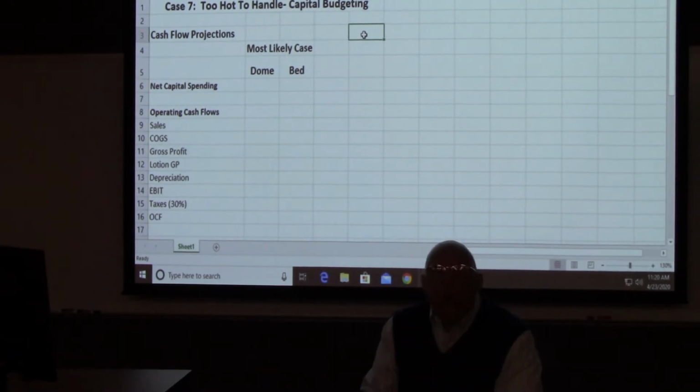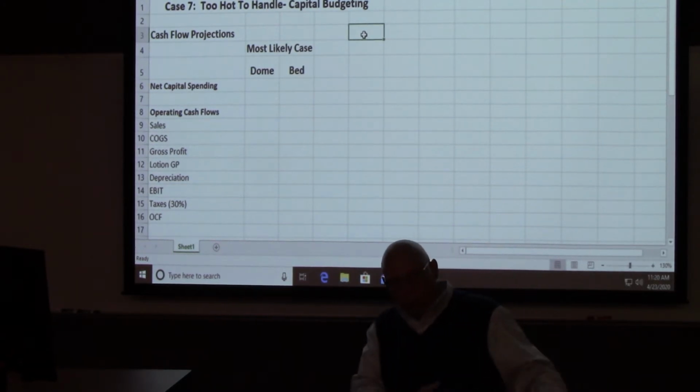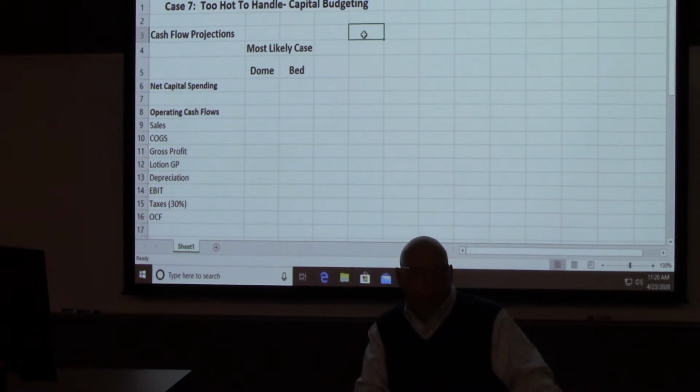All right. Let's do question 1 for Too Hot to Handle. Develop operating cash flow forecasts for the relevant lives of each type of tanning equipment using 100% best case, 80% most likely, 50% worst case occupancy estimates for each tanning option. Assume straight line depreciation, attach rate of 30%.